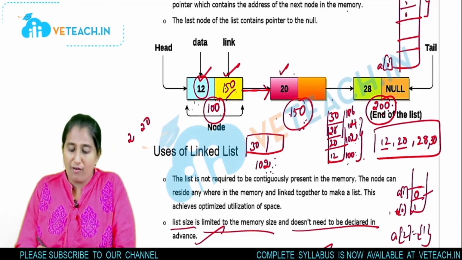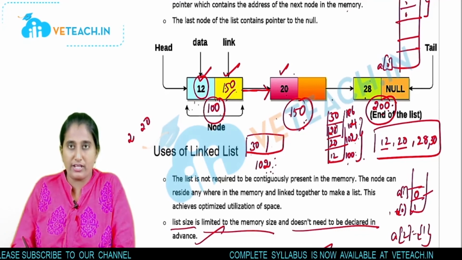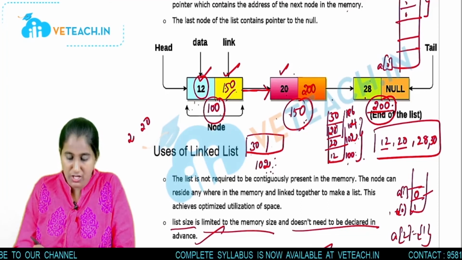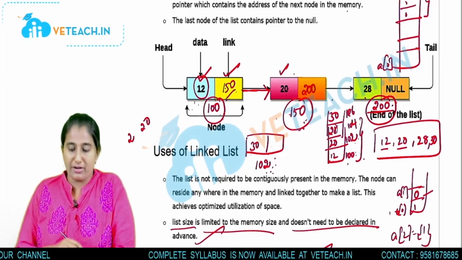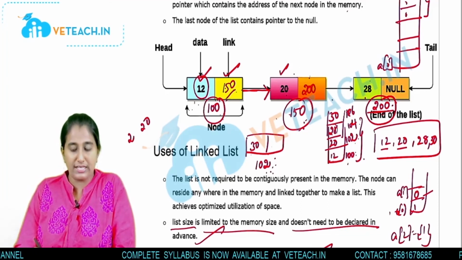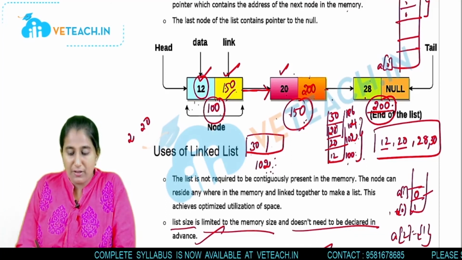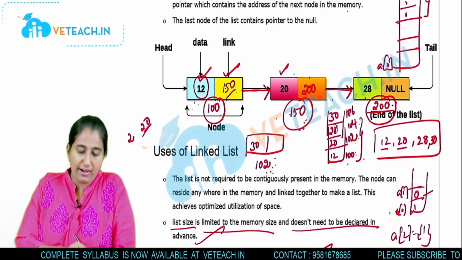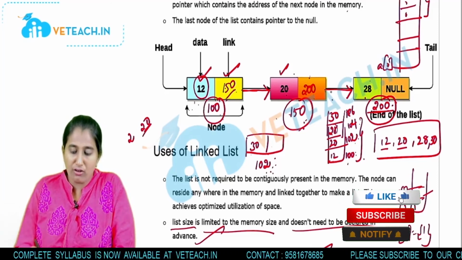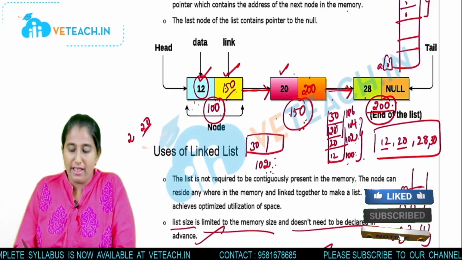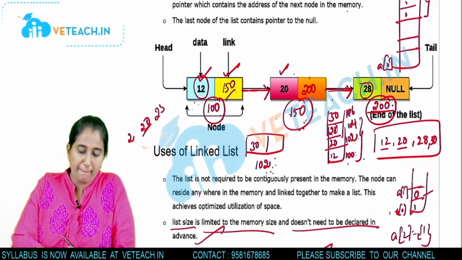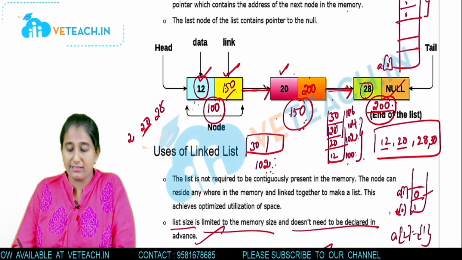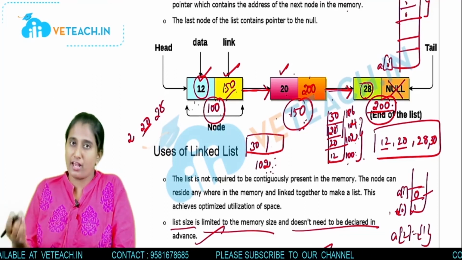After 20, which element has been created? 28. What is the memory location? 200. So store the 200 location in the 20's link part, so that the link is created to the 200 location. After accessing 20, it goes to the 200 location and accesses the 28 element. What is the next part? What is the link part in 28? Null. It means that there are no more elements.